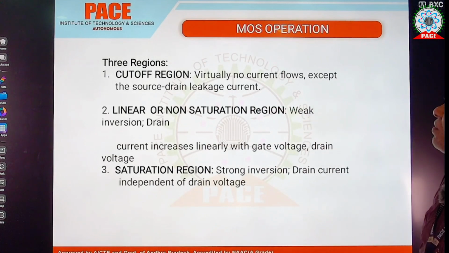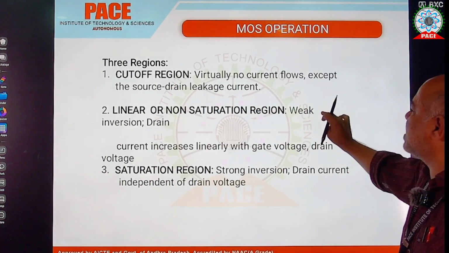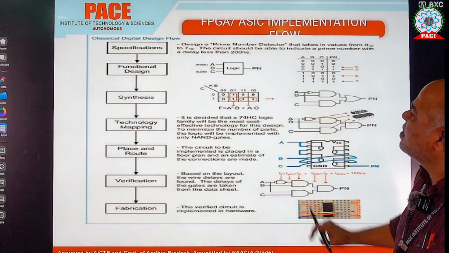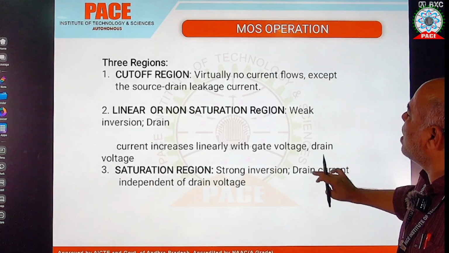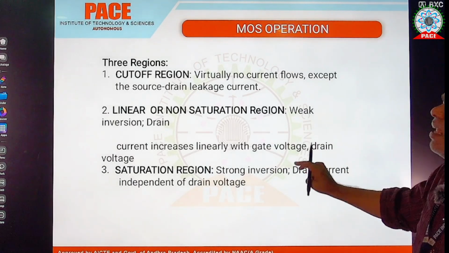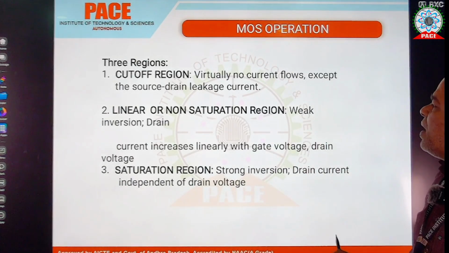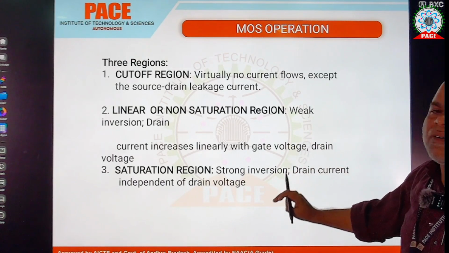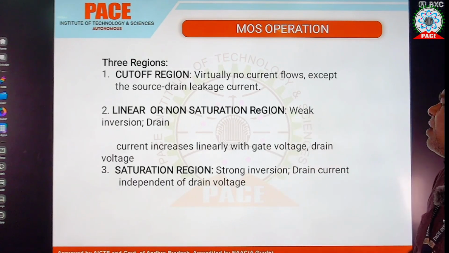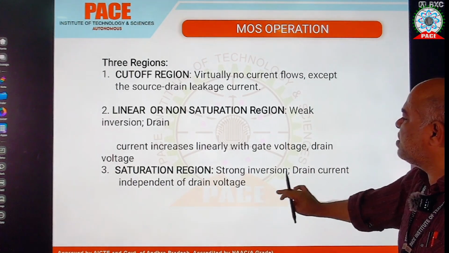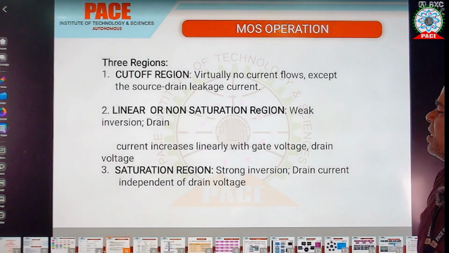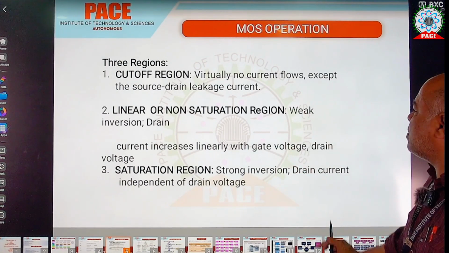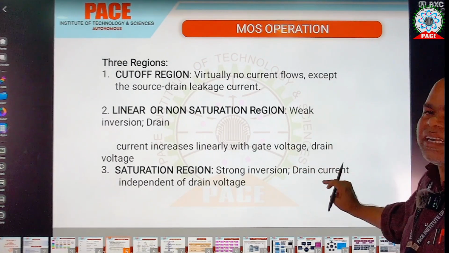But what is the condition here? The condition is VDS less than VGS minus VT. Under that condition, we are not getting a constant current. Coming to the saturation region, this region gives the constant current. That is when VDS is greater than VGS minus VT, and you are getting the output current very constantly.